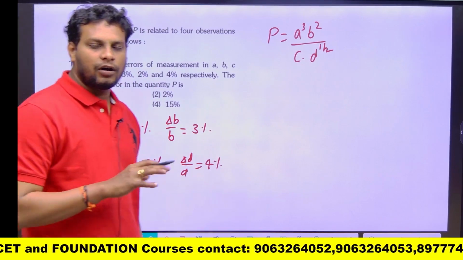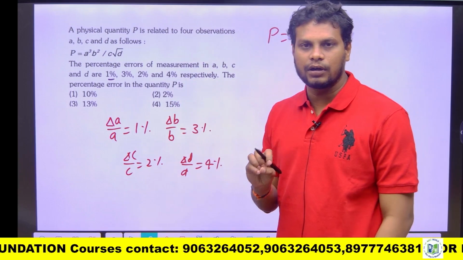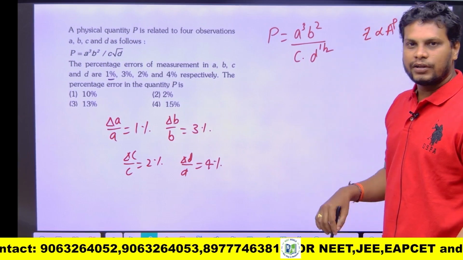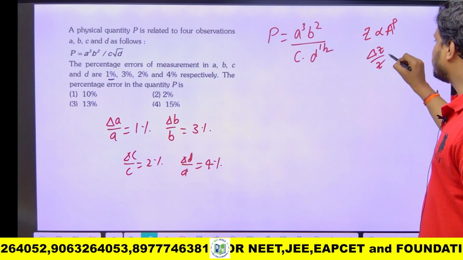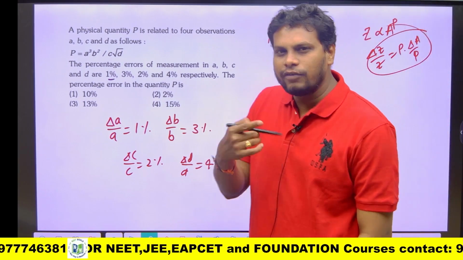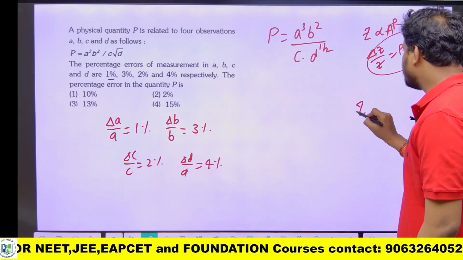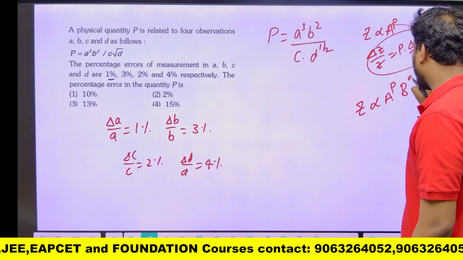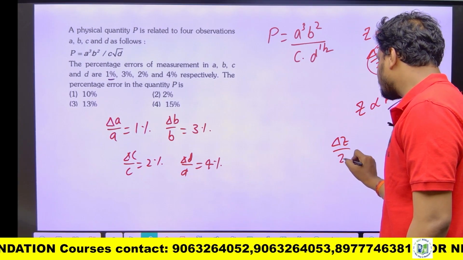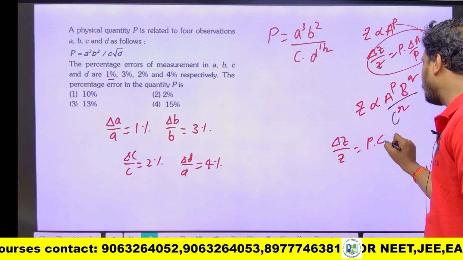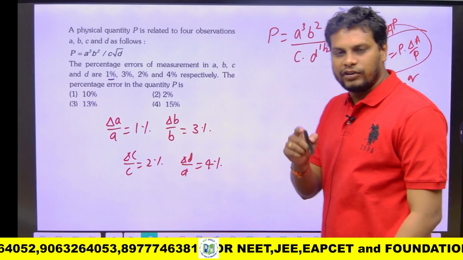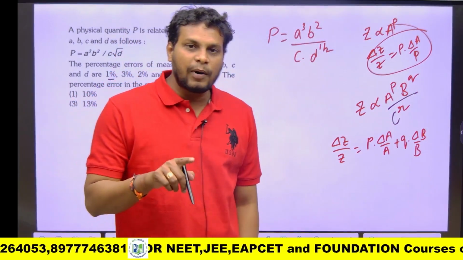To do this problem, we have one concept called error in power or error in exponent. That is, if z is proportional to a to the power of p, then we can write delta z by z equal to p into delta a by a. We can use this relation. And if more than one quantity is there, like z is proportional to a to the power of p, b to the power of q, divided by c to the power of r, in this case we can write delta z by z equal to p into delta a by a plus q into delta b by b. Generally, if c power r goes to the numerator, we will get c to the power of minus r.